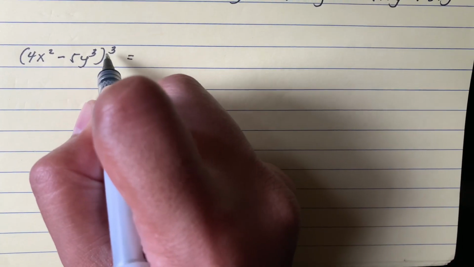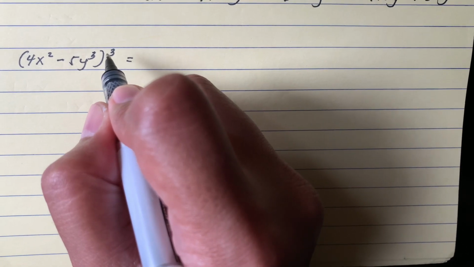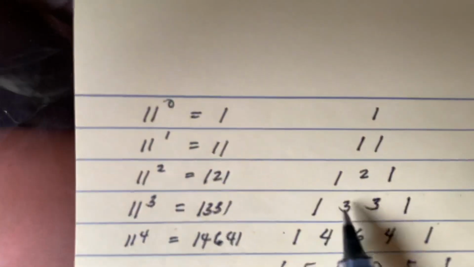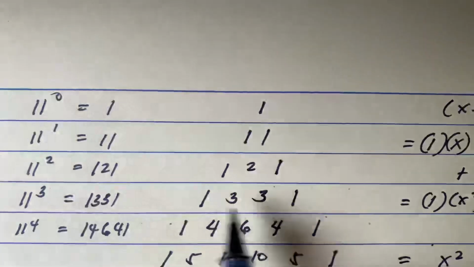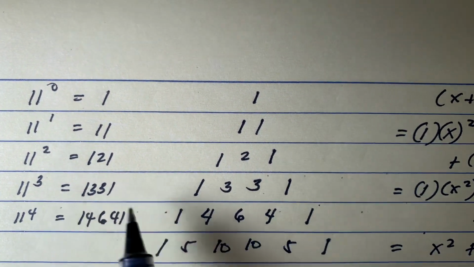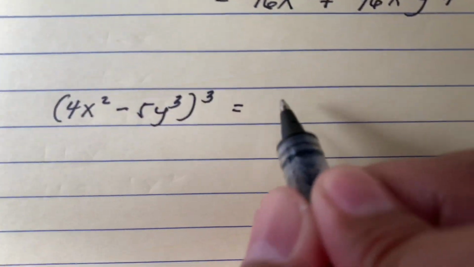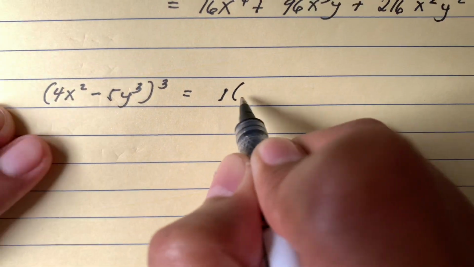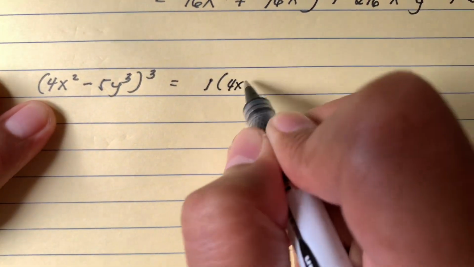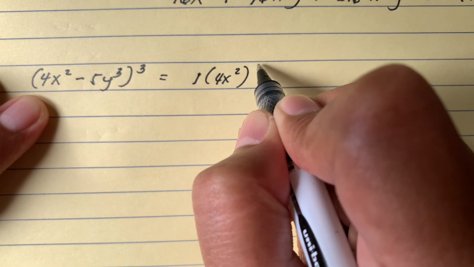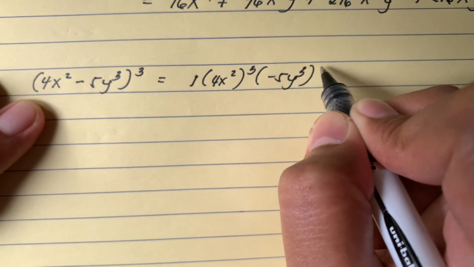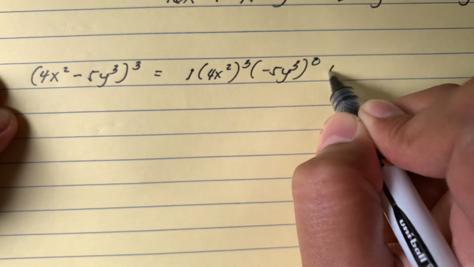Knowing that we are going to expand this binomial, we are going to use the coefficients 1, 3, 3, 1, because it is based on the power of 3. Okay, so let's simplify. So we have here 1 times the first term, 4x squared raised to the power of 3. Then we have negative 5y cubed raised to the power of 0, plus.